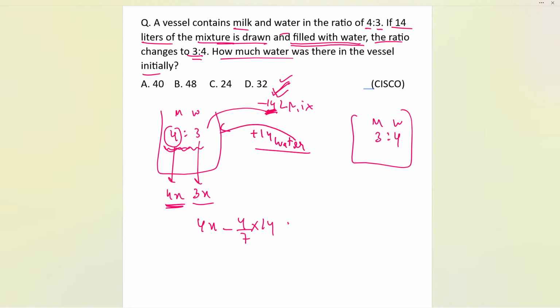Now for the water part, we have 3x. How much water did we take out in the 14 liters? 3 parts out of the total 7, multiplied by 14. Then we subtract that, and then we add water again, 14 as well. This ratio now comes out to be 3:4.